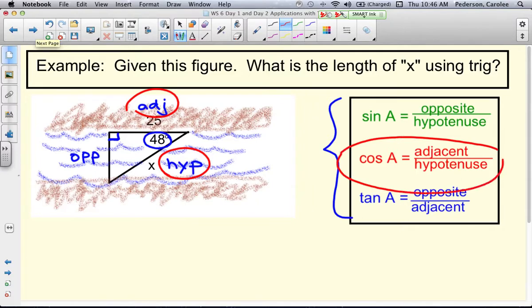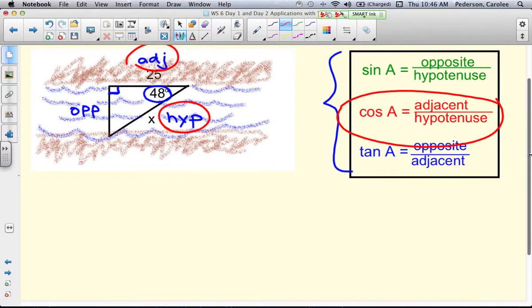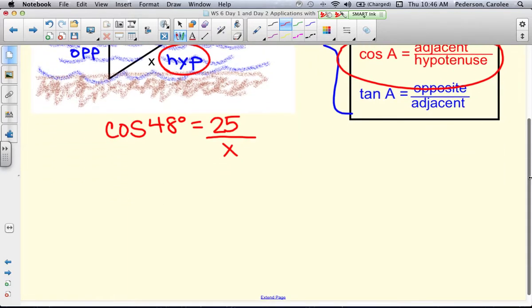Well, it is cosine. So we set up an equation, and we say the cosine of theta, and our theta is our angle, 48 degrees, equals adjacent of 25 over the hypotenuse of x. And then we solve this equation for x. So the first thing we want to do is multiply both sides by x to get that x out of the denominator.